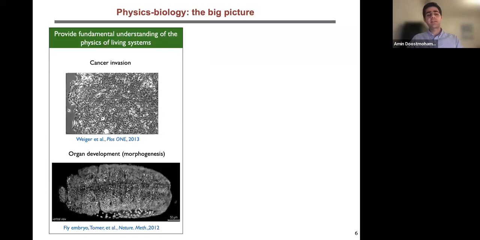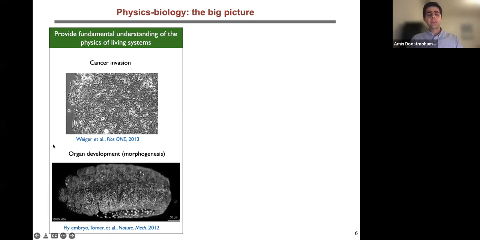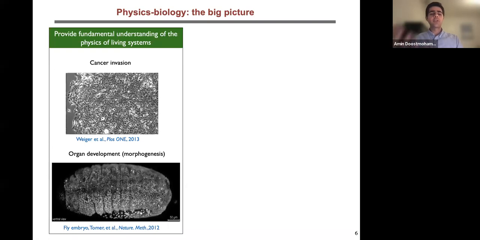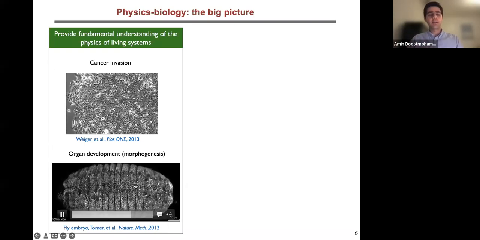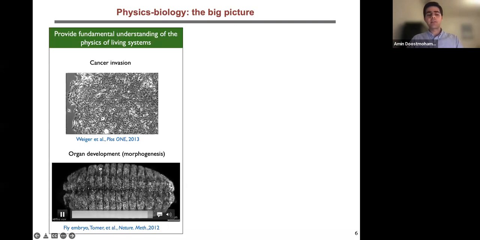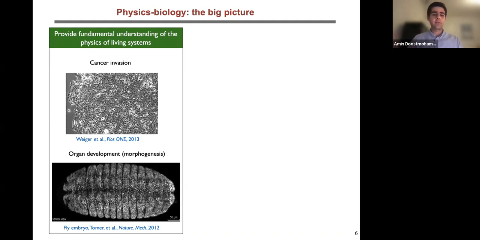The other interesting example is during development. Here you can see a fly embryo at the early stages of development. Each dot is essentially a cell nucleus. And these cells, again, coordinate their motion, create these collective flows, and then form these nice stripy patterns. Each of these stripes would then go on and form different parts of the fly body. So understanding how these collective flows emerge is also important in this context.